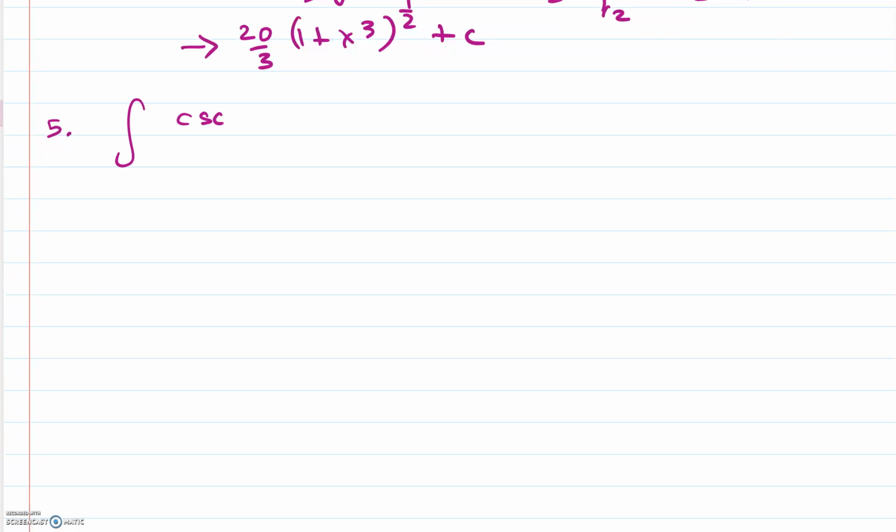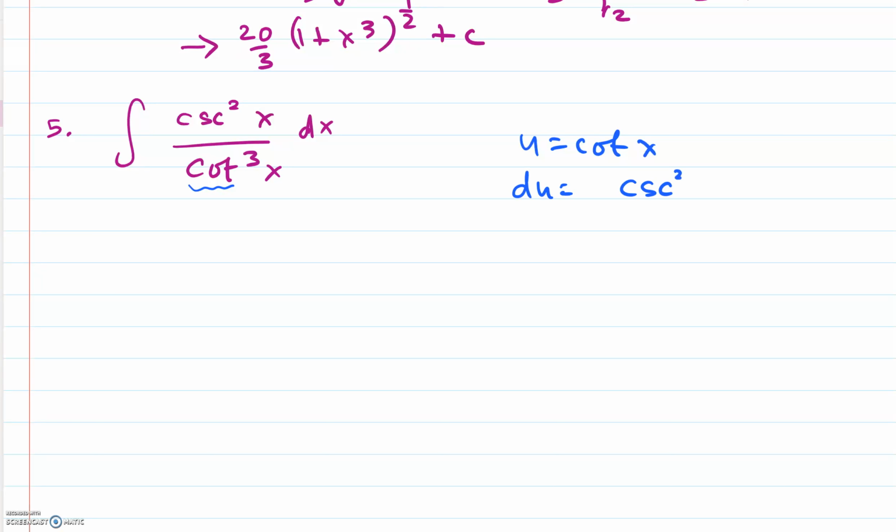Integral cosecant squared x by cot cubed x dx. So here again choice of u is either inner function or denominator. We're going to use inner function. So there is an inner function, cotangent, inner function, u equal to cotangent x, du equal to negative cosecant squared x dx.